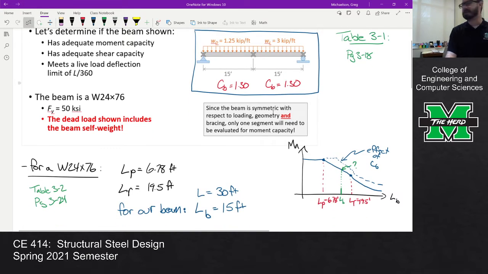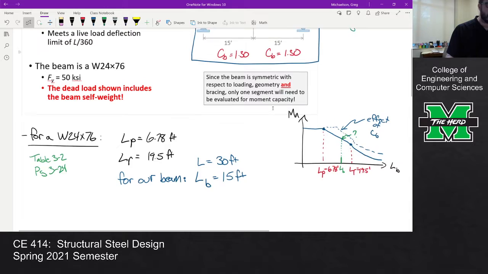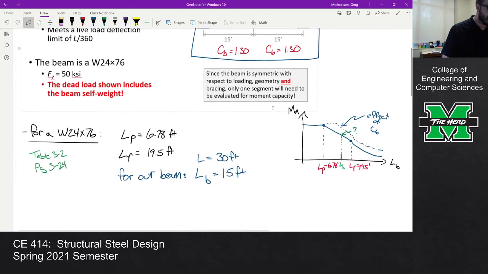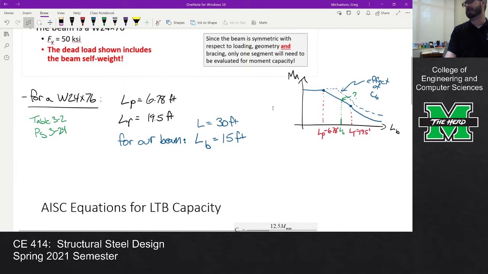Now, we looked up our CB value from Table 3.1 because this was a simply supported beam with a uniformly distributed load. If you have a simple case, just look it up. If you have a little bit more of an intricate case, you have to go through and chug out CB, and I think by now we know how to do that. You just need to go through the motions. It's a W24x76, and the dead load shown includes the beam self-weight, so we don't have to worry about that. What we focused on last time was computing the capacity.